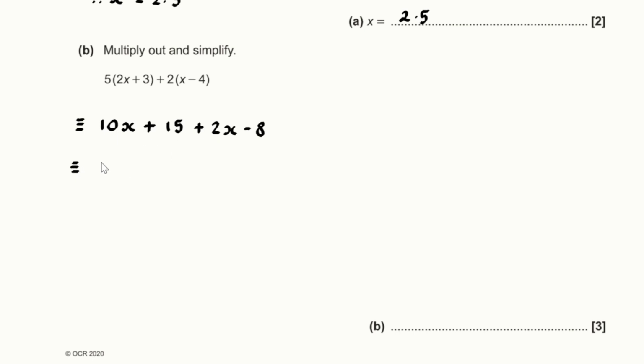10x plus 2x is 12x, 15 minus 8, that's 7, and so the result of all this is 12x plus 7.